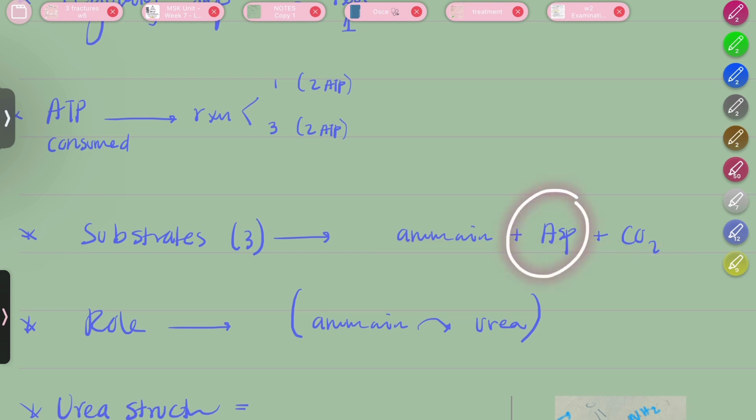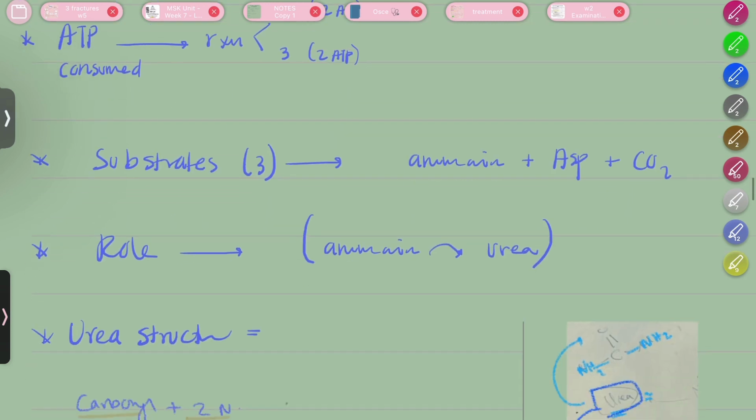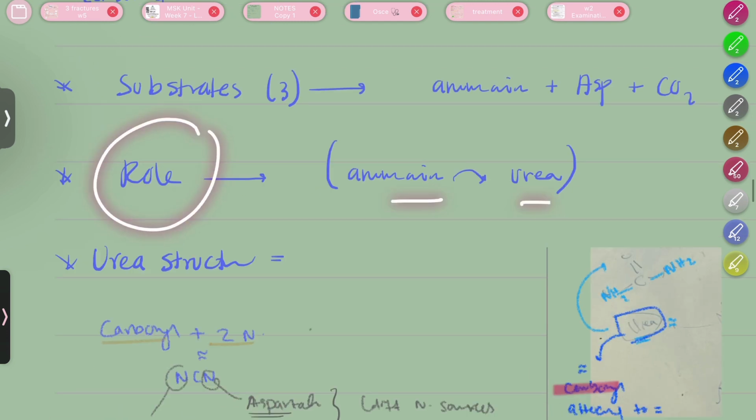Now, aspartate may seem confusing because if we look at the cycle, we do not see aspartate, but you will know what is exactly meant by using aspartate in this cycle as we reach this part. Okay, so the main aim of this cycle is to convert the ammonia into urea, as we mentioned earlier.